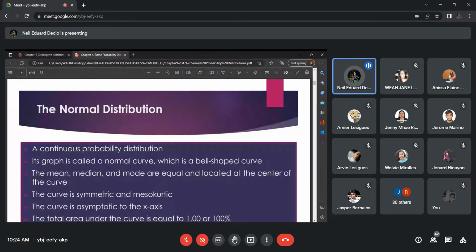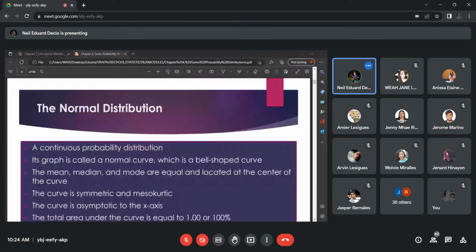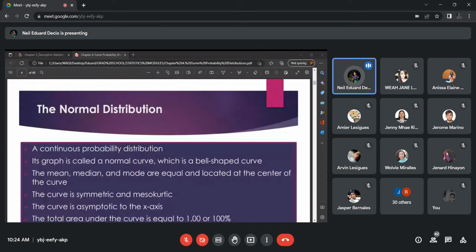Visible na ba yung screen? Yes, sir. Okay, so proceed na muna tayo, no, kasi we still have time. We have a little less than 20 minutes before mag 1 hour yung Gmeet natin.